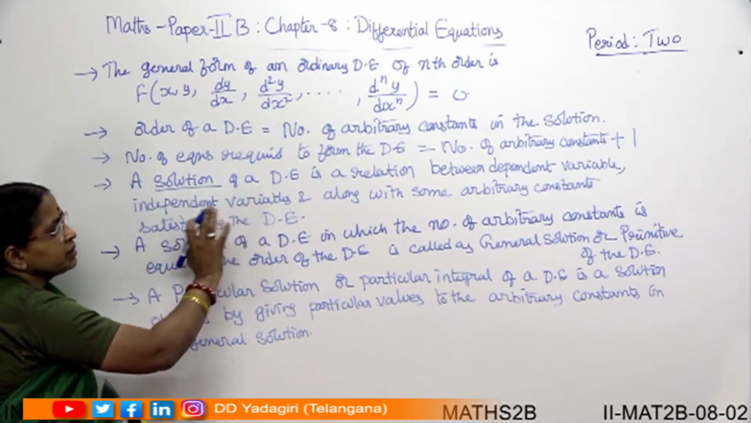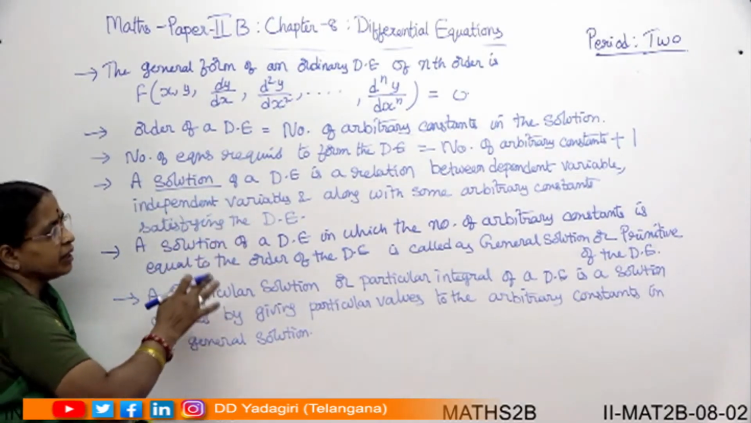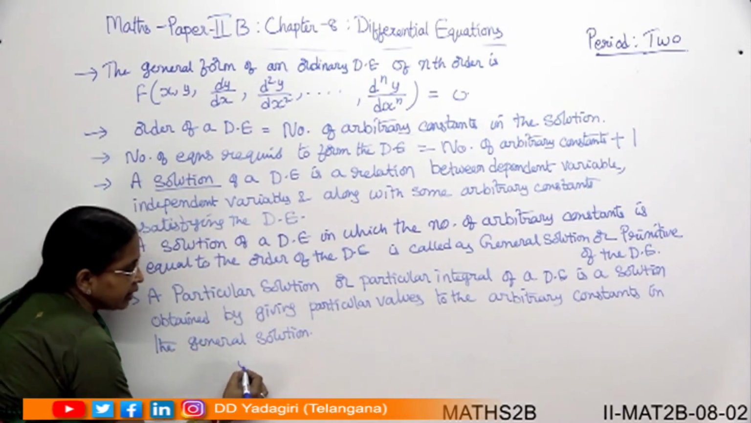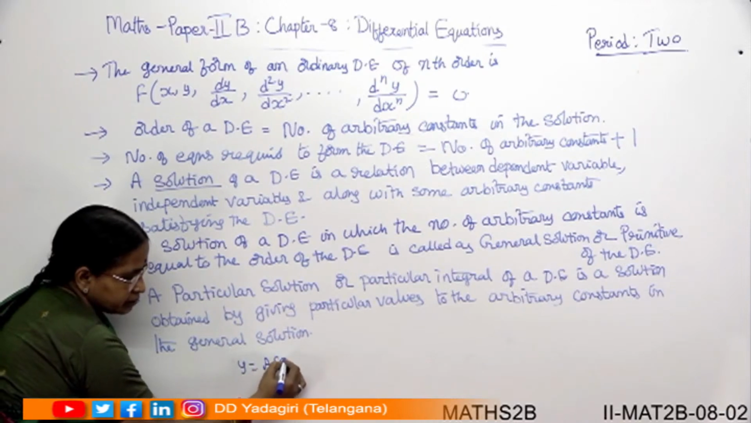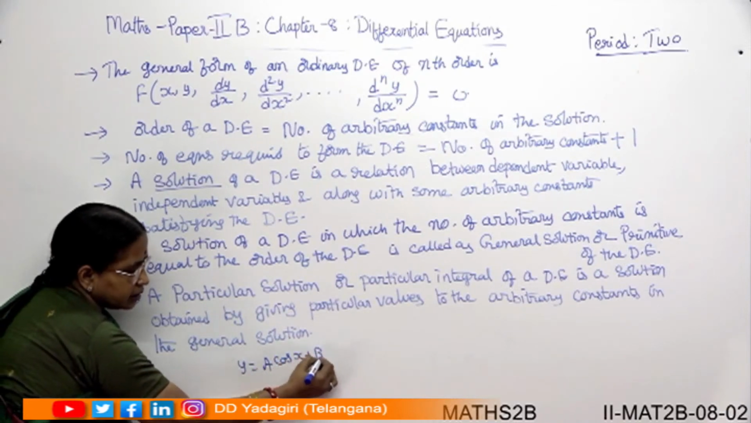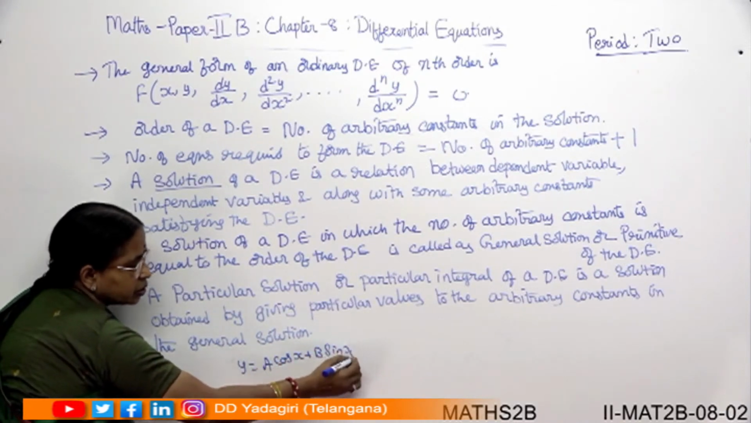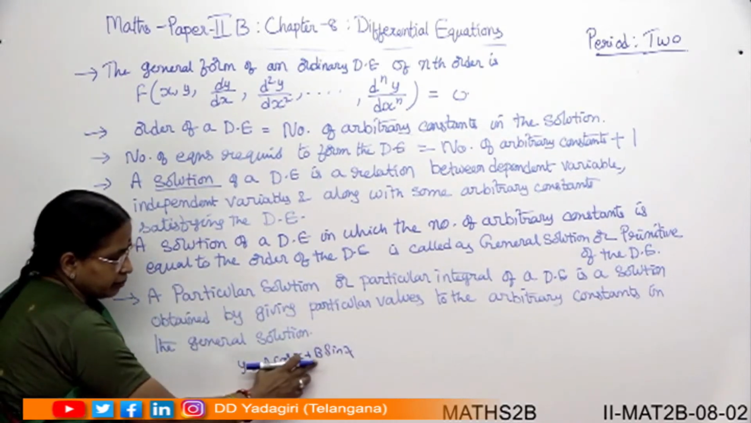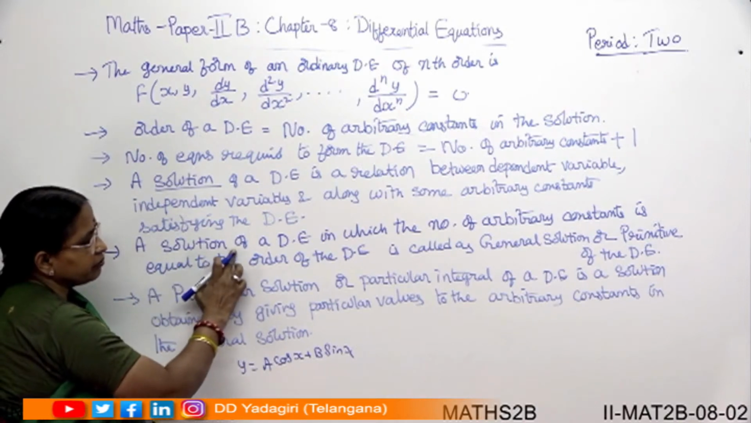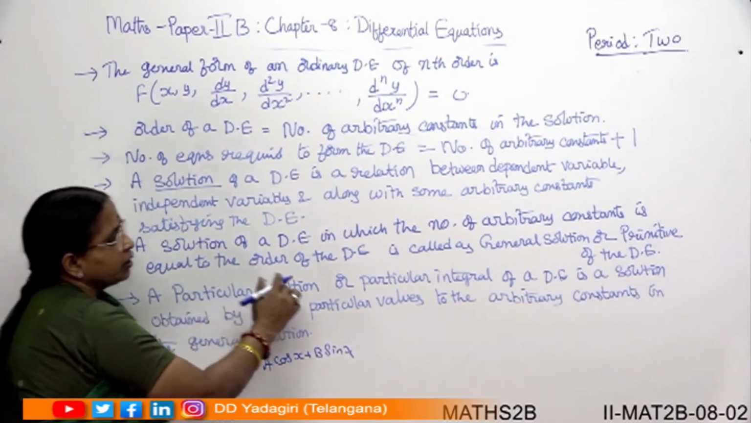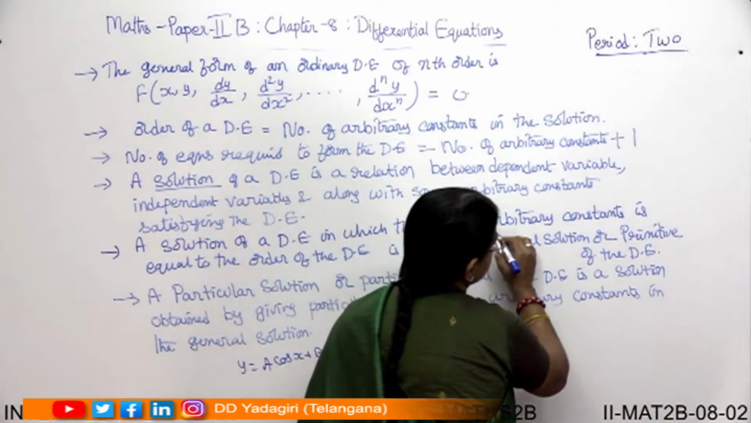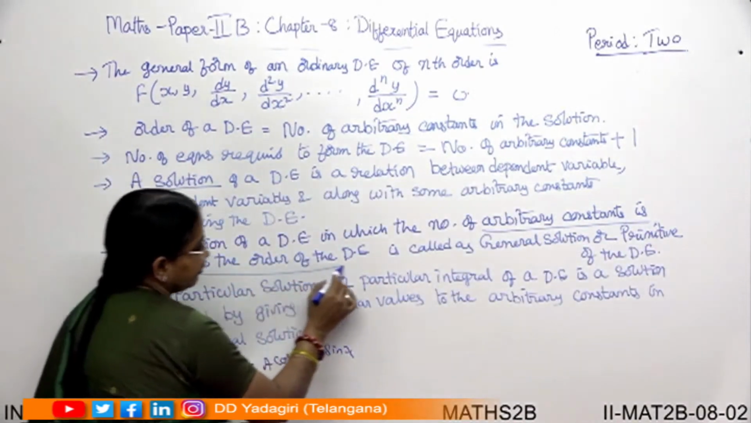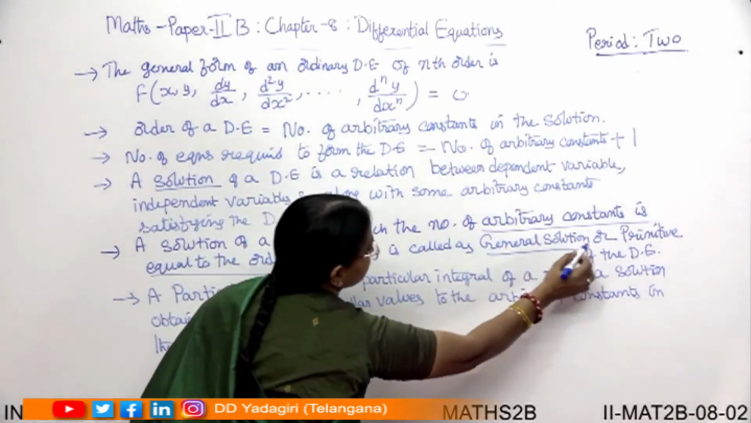Generally the solution will contain x, y, like that, along with some arbitrary constants. You have seen y is equal to a cos x plus b sin x is the general solution. So it is a solution of some differential equation. Now if it has 2 arbitrary constants, the solution of a differential equation in which the number of arbitrary constants is equal to the order of the differential equation is called the general solution.